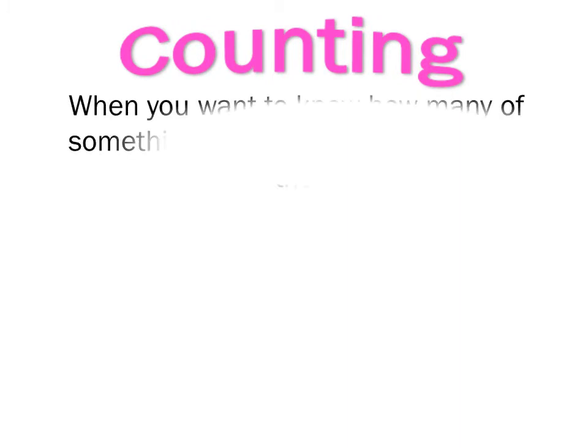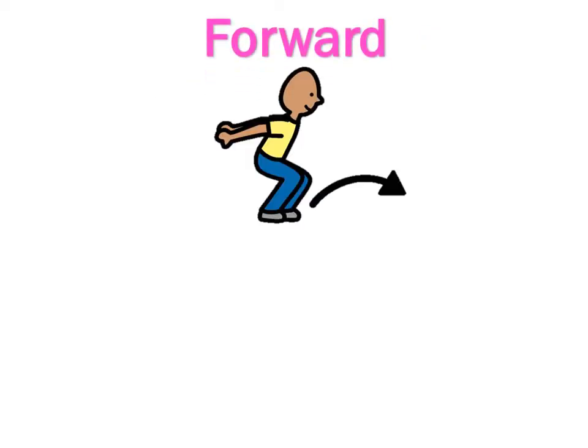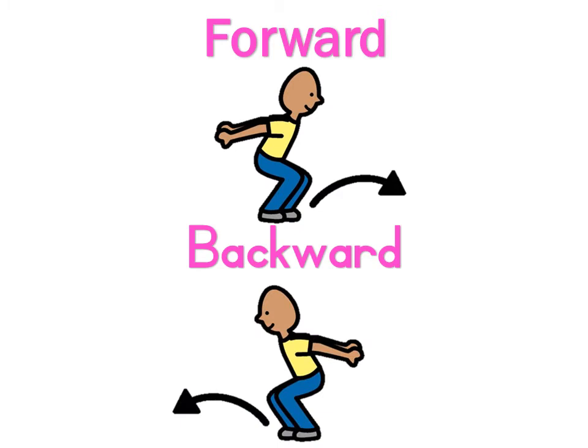Counting. Counting is when you want to see how many of something you have, so you count them all. In counting, we have forward counting, so that is like you jumping forward, going further and further to a bigger and bigger number. And we also have backward counting, like jumping backwards, so you're going to go to a lower and lower number.